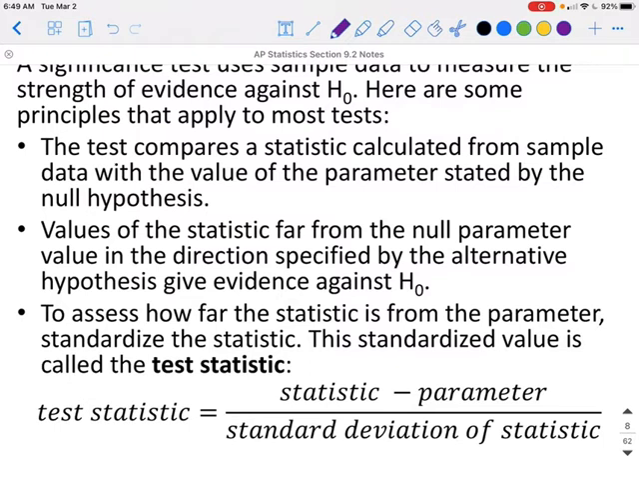Values of the statistic far from the null parameter value in the direction specified by the alternative hypothesis give evidence against that null hypothesis. To assess how far that statistic is from the parameter, standardize the statistic. This standardized value is called the test statistic. So our test statistic is very similar to finding the z-score. You're going to do your statistic minus the parameter, all over the standard deviation of the statistic. Very, very similar to x minus mu all over sigma.